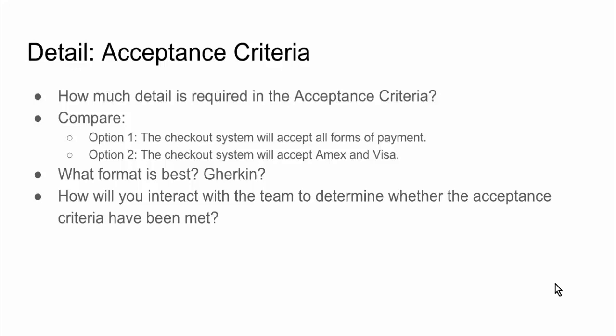What format will you use? In a previous module, we discussed the Gherkin given-when-then format. Do you want to collaborate with your development team on deciding on an acceptance criteria format that you'll follow on every user story or every PBI?